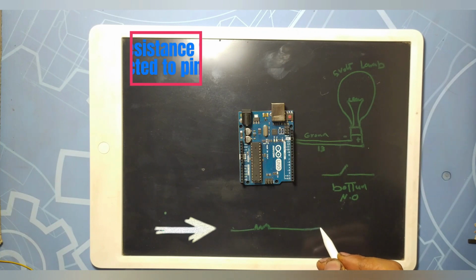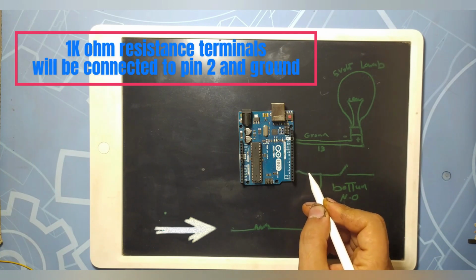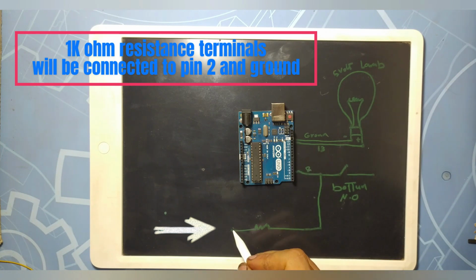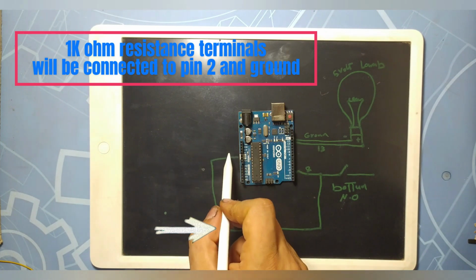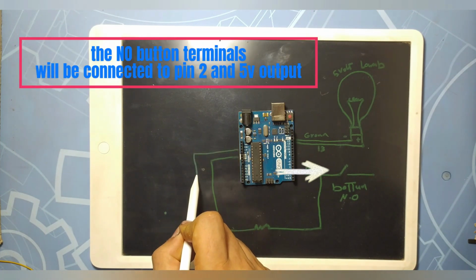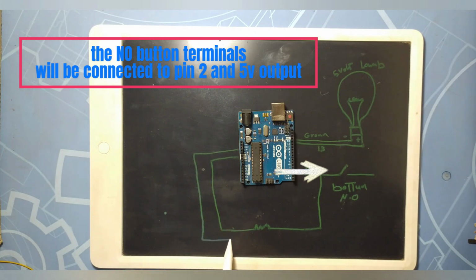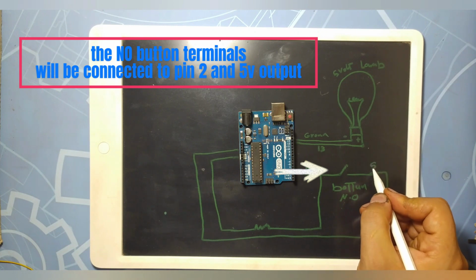One kilo ohm resistance terminals will be connected to pin 2 and the ground, as you see in the video. The normally open button terminals will be connected to pin 2 and 5 volt out.